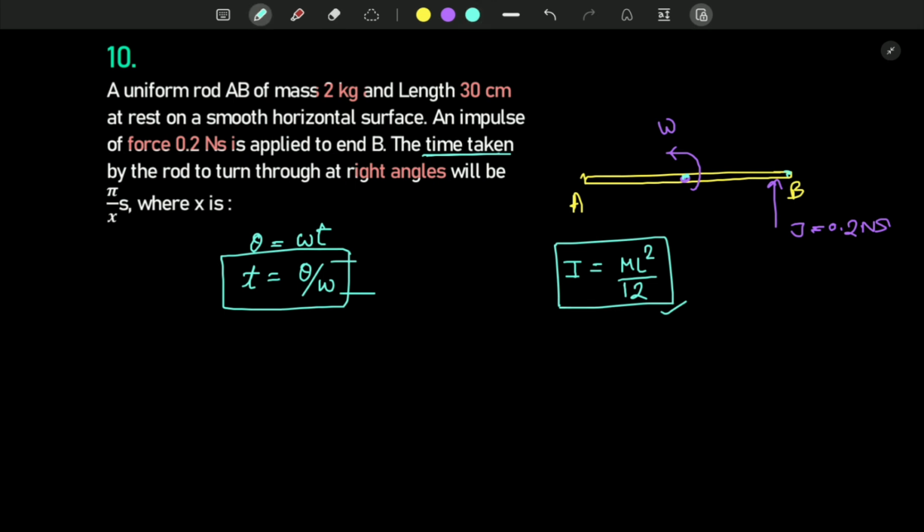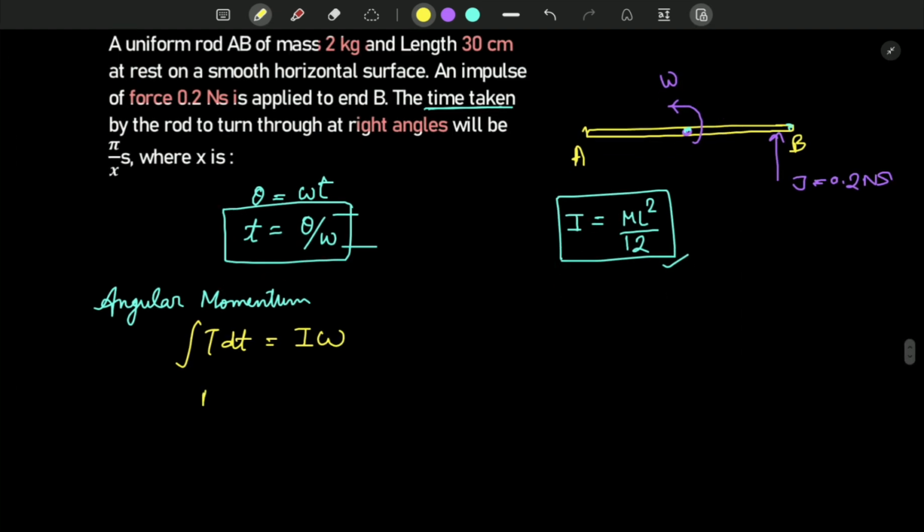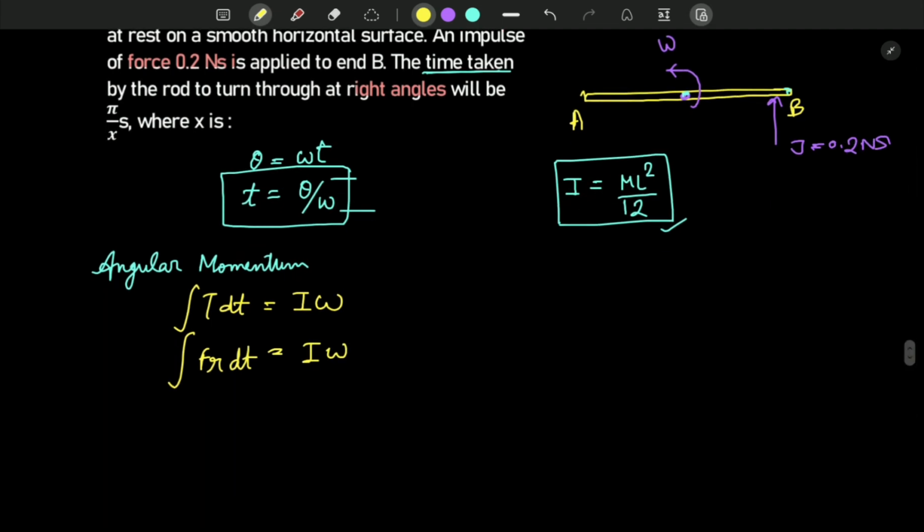Now to find omega, we know that angular momentum, tau dt equals I omega. Now tau dt is F r dt, this equals I omega. So if I take out r, the integration of F dt equals J, the impulse. So r into J equals I omega. And from here I can say that omega equals rJ by I. So we have found the angular velocity omega.